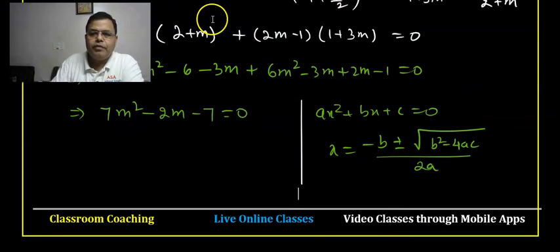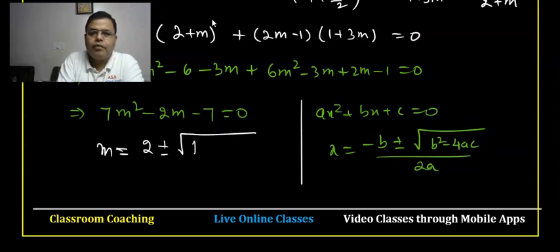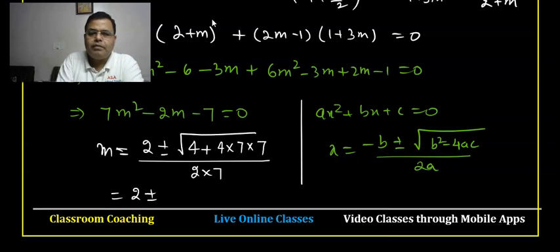m is equal to, what is m? m is 2 minus b, minus of minus 2, plus minus root under 4, b square, that is 4, minus 4 into a c, and c is also minus 7, that is plus 7, divided by 2 into 7. So that will be 2 plus minus root under 7, 7 is 49, 49 into 4, that is 200, and 4 plus 196 is 200, root 200 is 10 root 2. So 10 root 2 divided by 14.